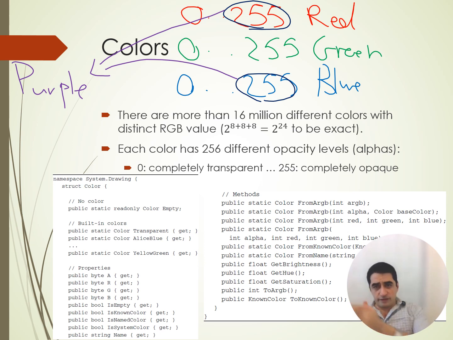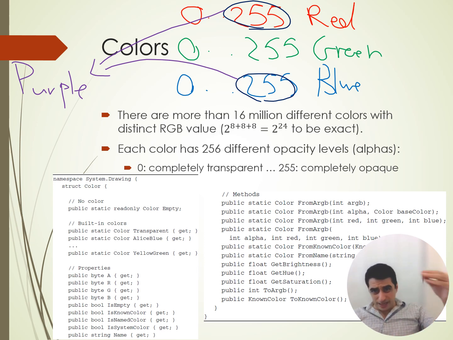And then 255 is the maximum intensity. Let's say for purple, I use 255 for red, 255 for blue. You can use, let's say, 127 if you want 50% intensity. You can use 64 if you want only 25% intensity, right? So you can use different values of intensity.